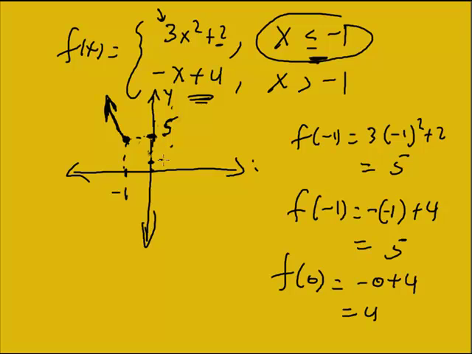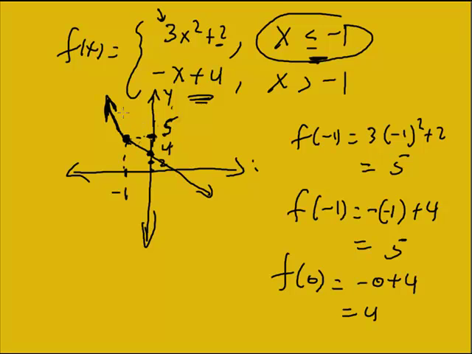Okay, and then call that 2. Okay, now, so I have that point, and at 0 I have that point, we'll call that 4. So I have a line that goes through these 2 points and looks like that.